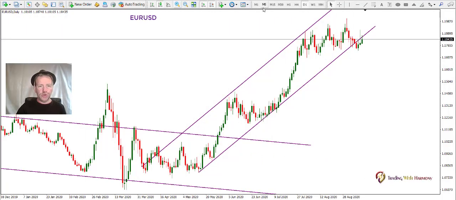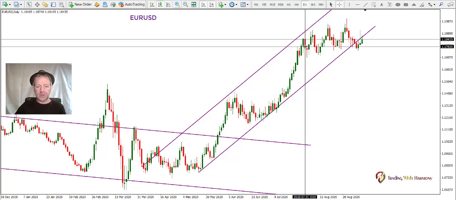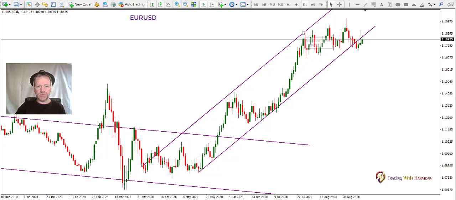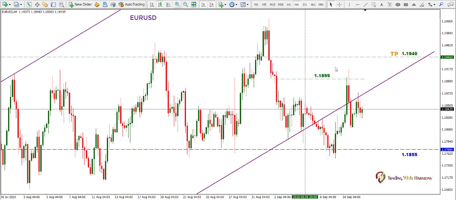Okay, so the euro dollar then. We can see here since the 31st of July, this is where we have hit the top part of our ascending channel. So there's been a lot of resistance at this level. Let's go into the 4-hour and have a look at our setups.